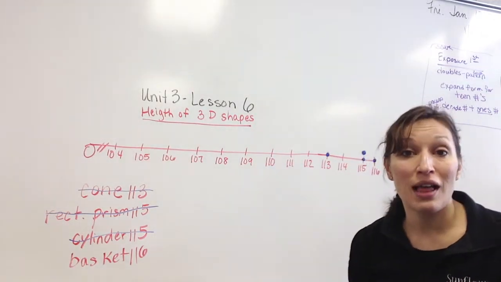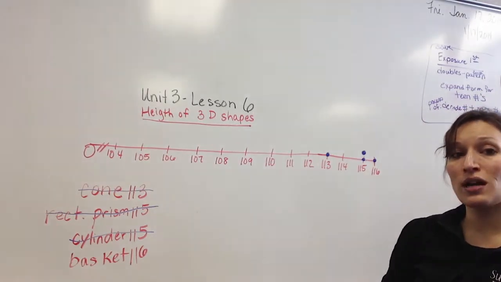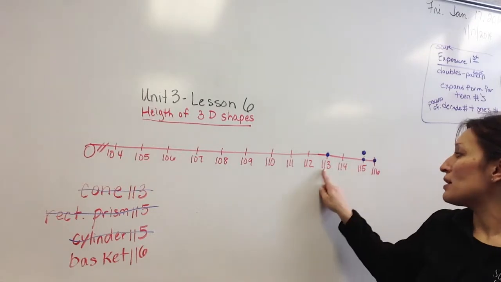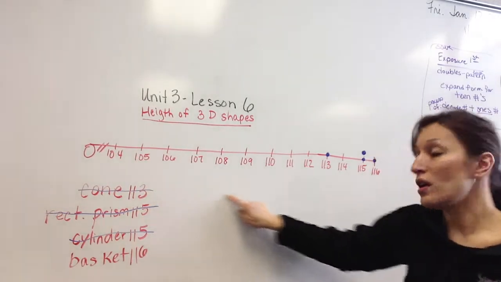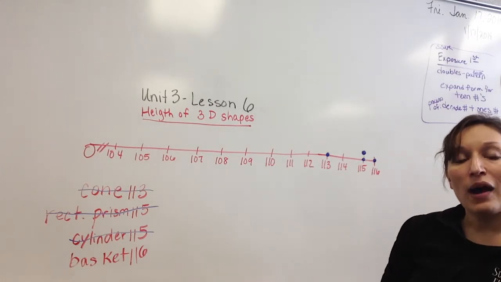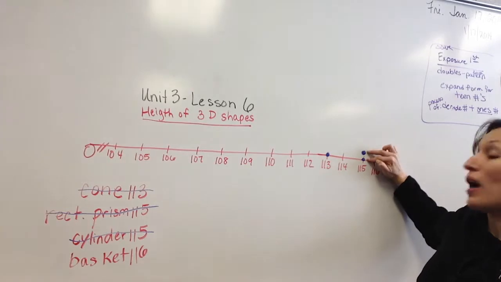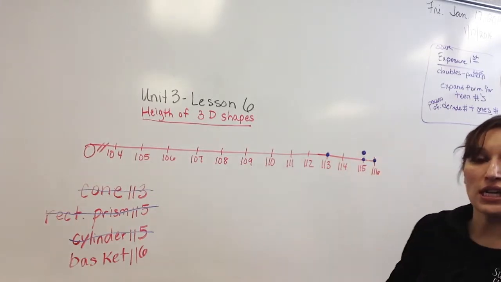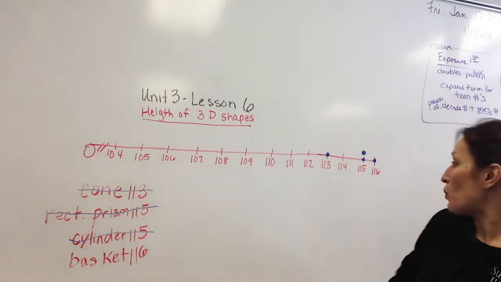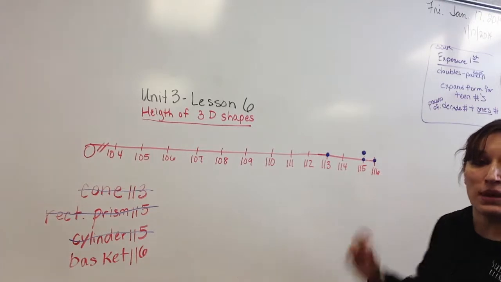Something I can read about this line plot is the shortest or the one with the smallest height was the cone at 113. If we wanted to talk about how many we're measuring at 115, we would say there were 2 items that were 115, okay? If we wanted to talk about which had the greatest measurement, we could talk about one of them was 116. That was the greatest measurement.